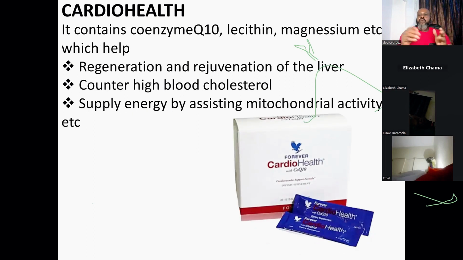Then we have this product that people use especially for cardiovascular issues. It is often recommended when one has dilated cardiomyopathy or other cardiomyopathies, as well as hypertension and more. But basically, with regards to what we're talking about, it helps with regeneration and rejuvenation of the heart, lungs, liver, and kidney. Bear in mind, liver. Then it also helps to counter high blood cholesterol because of its coenzyme Q10 and lecithin, and it supplies energy by assisting mitochondrial activity. Mitochondria are like the generator or powerhouse in the cells in our bodies. That's what it does.